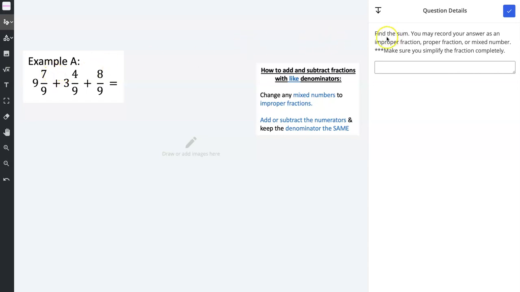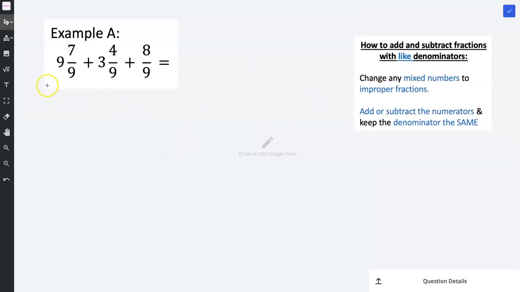Example A. Find the sum. Remember, the sum is an answer to an addition problem. You may record your answer as an improper fraction, proper fraction, or mixed number. Make sure you simplify the fraction completely. So I'm going to click that arrow down to get rid of that so I have room to write.